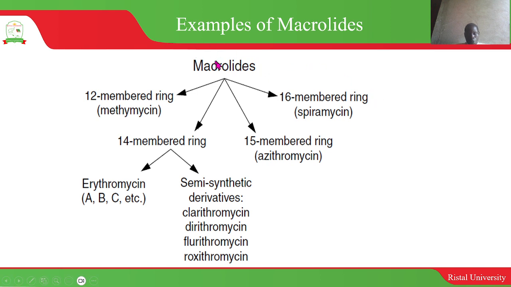Examples of macrolides: we have the 12 membered ring, called methymycin. We have the 14 membered ring, erythromycin A, B, C, and other categories, and the semi-synthetic derivatives clarithromycin, fluithromycin, and also roxithromycin. The 15 membered ring is azithromycin, and the 16 membered ring is spiramycin. All these are classified according to the contents of their chemical structure and components.